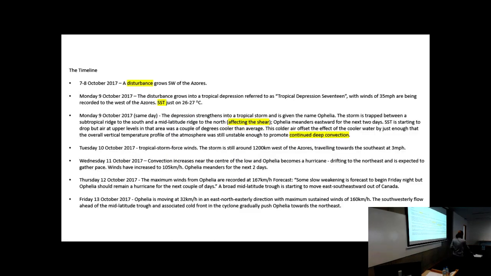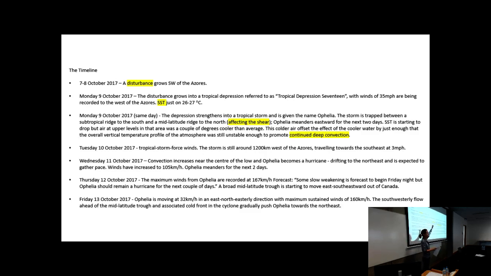So I've given you, or Paul should have given you, a little Word document with the timeline, because I looked at some examples from the curriculum, and there's always a timeline. So I've given you the timeline, and I'll go through it quite quickly before I show you some data. So 7th, 8th of October, a disturbance grows.